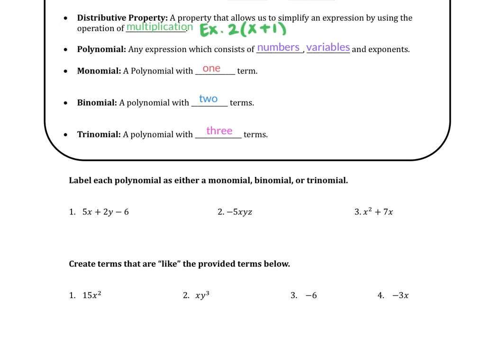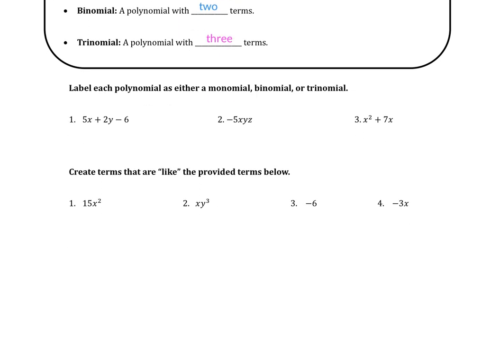All right, so now let's take a look at some examples. First thing we're going to do is label each polynomial as either a monomial, a binomial, or a trinomial, based on how many terms I see in each expression.